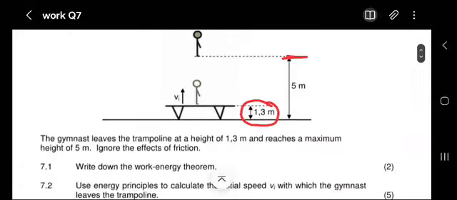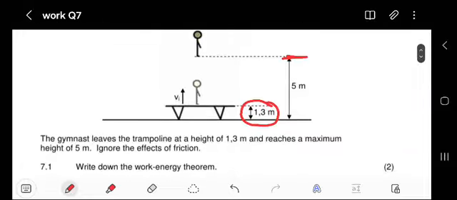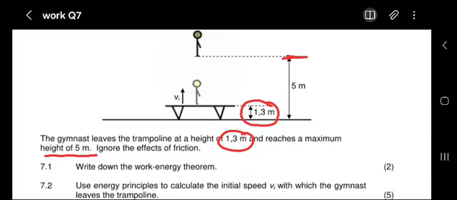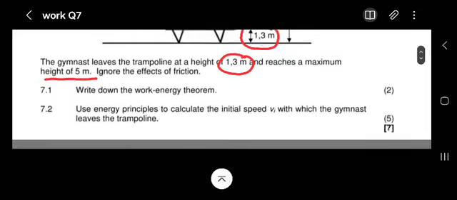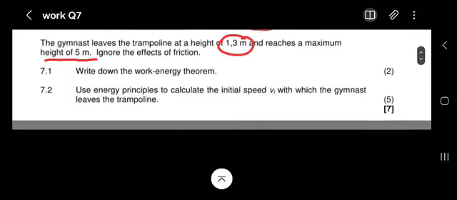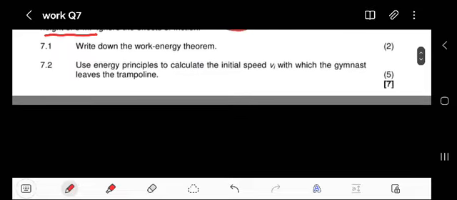As you see in the question, the gymnast leaves the trampoline at a height of 0.13 and reaches a maximum height of 5 meters. As you can see there, we have 5 meters, right? Ignore the effects of friction. There is no friction, right? So 7.1 says write down the work energy theorem.